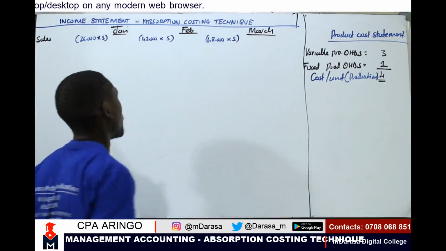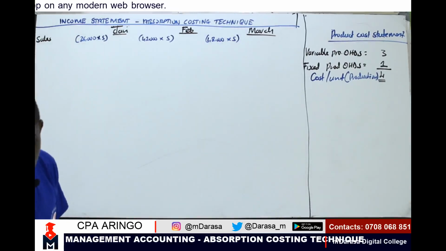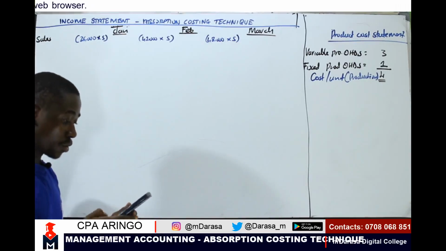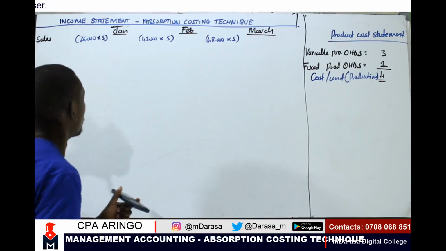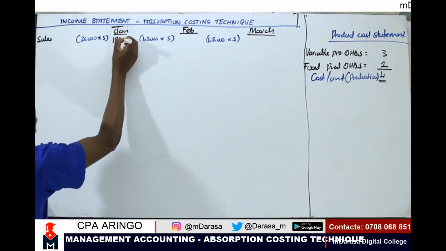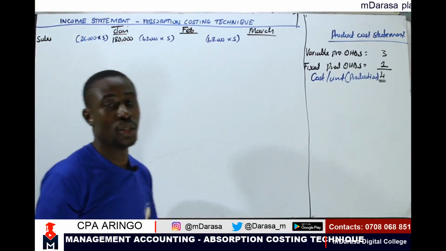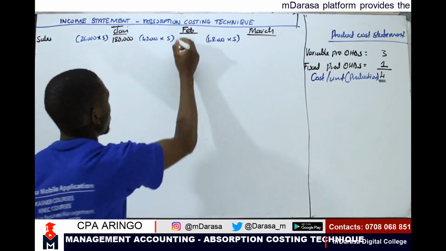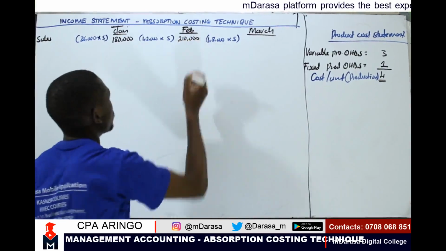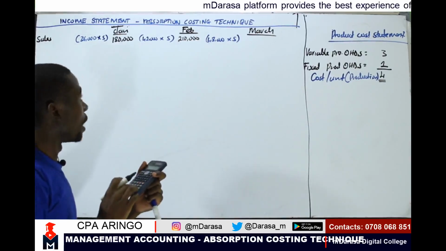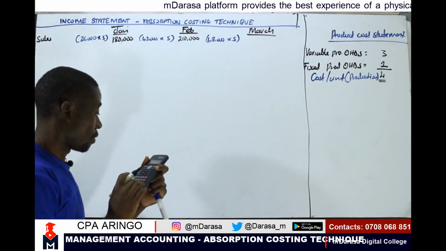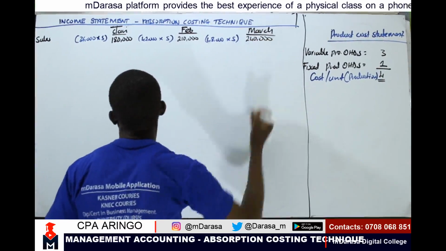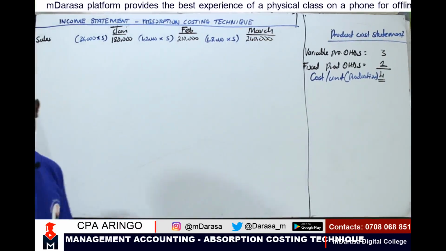The same concept applies. So how much should we be having? In the month of January, our total sales will be 36,000 by 5 to give us 180,000. Remember, for sales it will just be the same as with the marginal. So 42,000 by 5 to give us 210,000, right? 48,000 by 5 to give us how much? 240,000. So that is our sales.